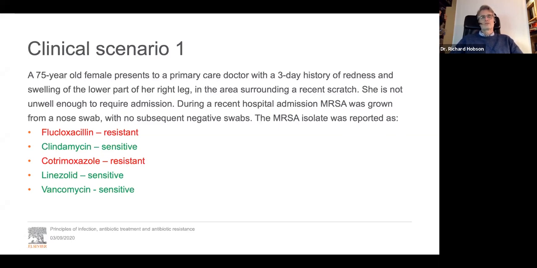That's what we do. So the MRSA isolate from this woman's nose was reported as resistant to flucloxacillin and cotrimoxazole and sensitive to several antibiotics, including clindamycin, linezolid, and vancomycin. So resistant to flucloxacillin, cotrimoxazole, sensitive to clindamycin, linezolid, and vancomycin.